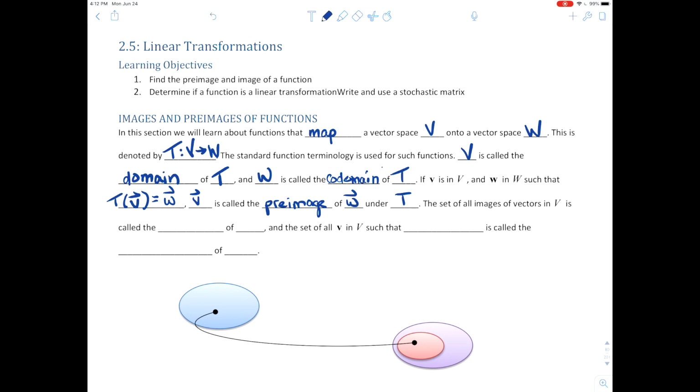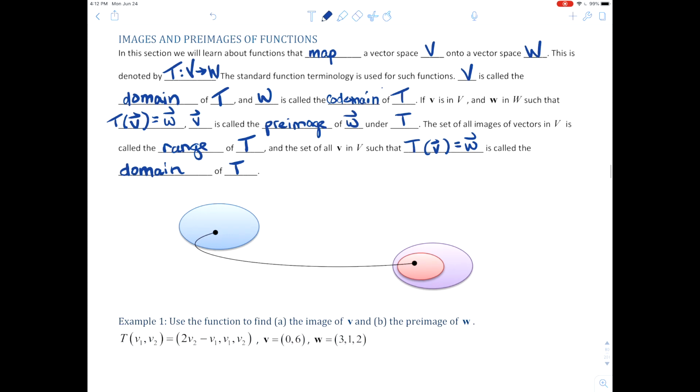The set of all images of vectors in V is called the range of T, and the set of all vectors v in the space V such that when you input the vector v, you get the vector w out, that set is called the domain of T. Okay, so this is what it looks like. It's a little bit more complicated than we've looked at regular functions before.